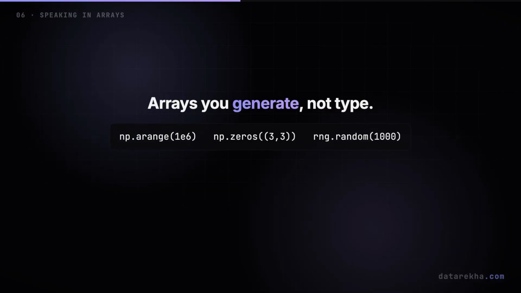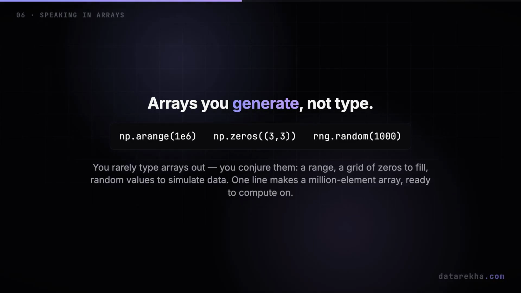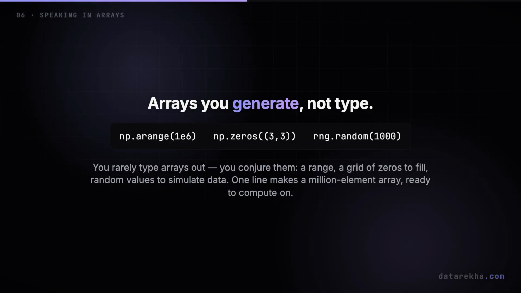And where do arrays even come from? You rarely type them out. You generate them. A range of evenly spaced numbers, a grid of zeros to fill in, ones, or random values to simulate data. One short line conjures a million-element array, ready to compute on. Creating the data is every bit as vectorized as using it.